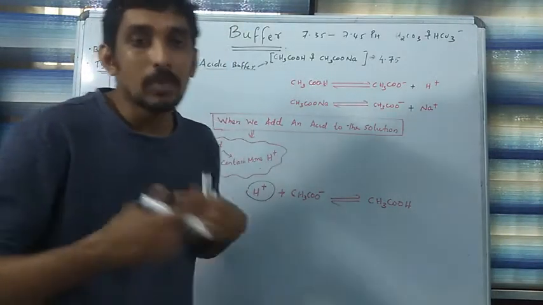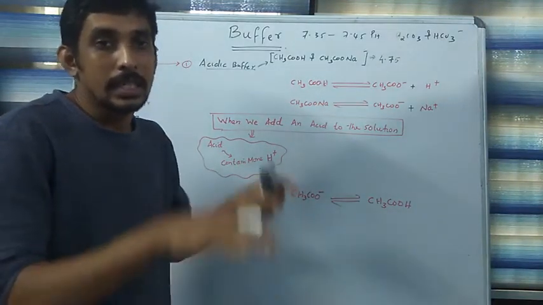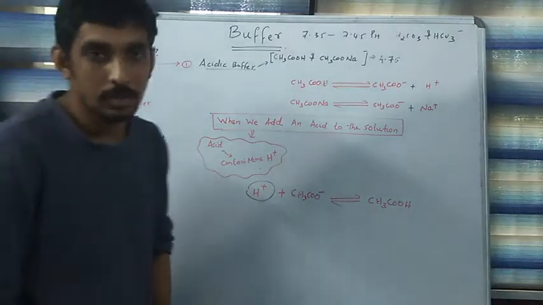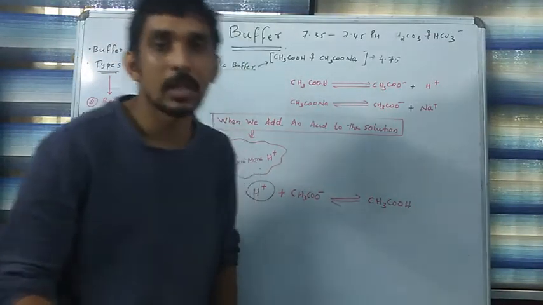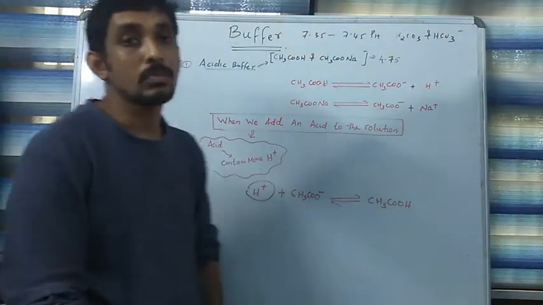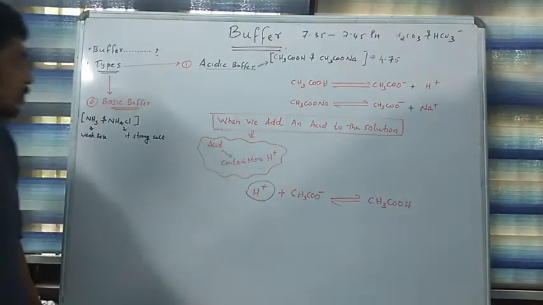So in our case, we need a specific buffer. That buffer is called the carbonic acid bicarbonate buffer. So in simple terms, we can say that a buffer is a mixture or a solution which is able to maintain a constant pH in a system. That is about buffer.